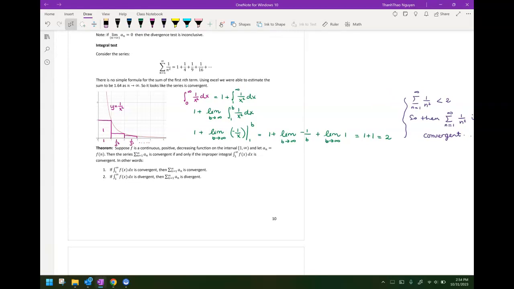Suppose f is a continuous, positive, decreasing function on the interval 1 to infinity, and let a sub n equal f of n. Then the series converges if and only if the improper integral from 1 to infinity of f of x dx converges. In other words, if the integral converges, then the series converges. If the integral diverges, then the series diverges.